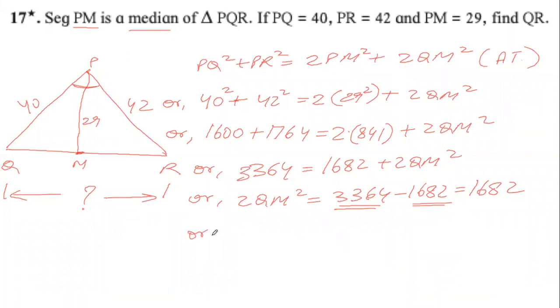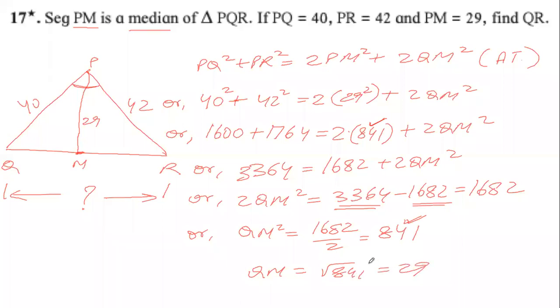If you simplify it further, QM square will be equal to 1682 by 2, which is 2 8s are 16, 2 4s are 8, 2 1s are 2. It is the same number, 841. So we can say QM equals square root of 841, which is equal to 29.